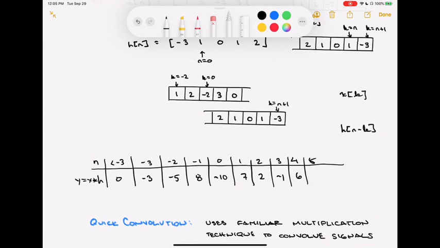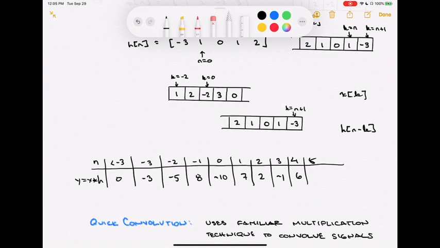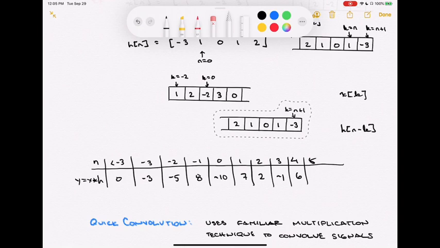And then for any value further than this, as I go to this place and further to the right, I should be getting an overlap of nothing. There's no overlap between these two waveforms. The product is going to be 0 everywhere, and I sum that 0 up. I should just get 0.